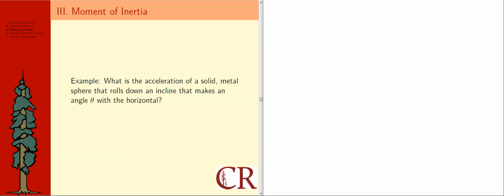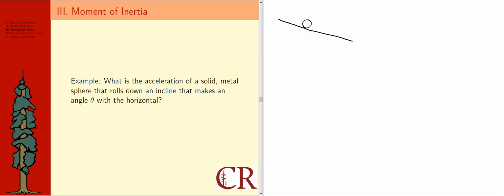What is the acceleration of a solid metal sphere that rolls down an incline that makes an angle theta with the horizontal? So we may have some familiarity with things moving down an incline in this class since we've looked at that before. But we've done experiments, like a cart going down a relatively frictionless air track, or we've imagined objects going down a relatively frictionless incline. But now we're talking about an object rolling down an incline that is a solid metal sphere. And the only information that we're given here is the angle.